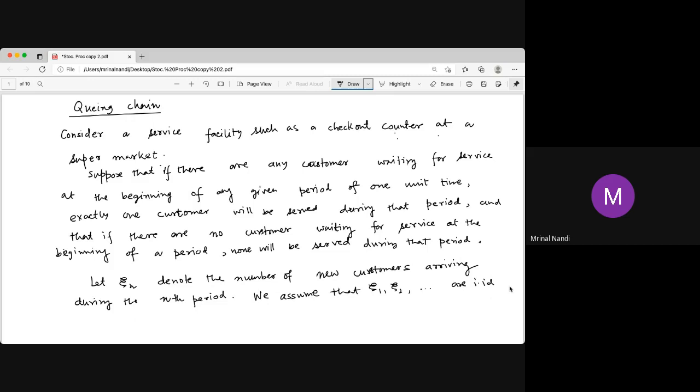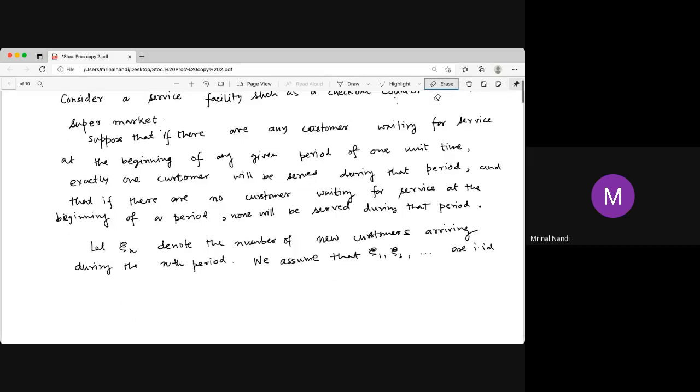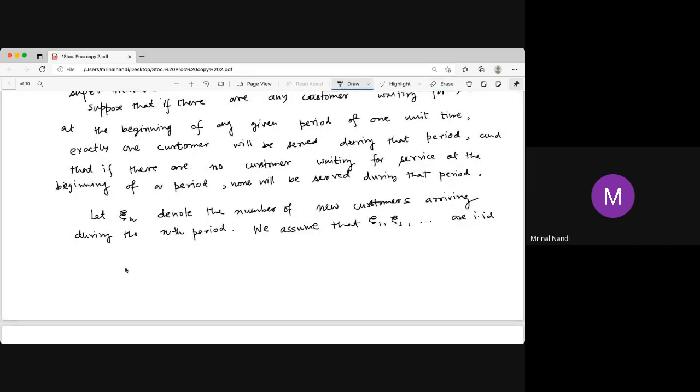But we are assuming for simplicity that the ξ's are IID. Okay, so these are IID, and the PMF is taken as f. It is a PMF because it is a discrete random variable, with probability mass function f. Now, starting, say it is x0.